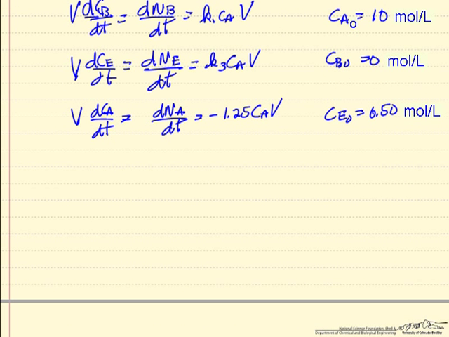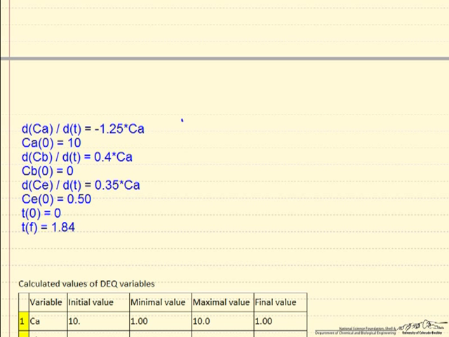So what I'm going to do now is just integrate these equations simultaneously. I've used Polymath because it's relatively easy to set up. I'm going to integrate until the time is 1.84 hours, because that's what we determined in the first part of the problem. And so the Polymath program is pretty simple. Here's the mass balance for A, the mass balance for B, the mass balance for E with the numerical values of the rate constants substituted in. The initial concentration of A, B, and E, our starting time, our final time.